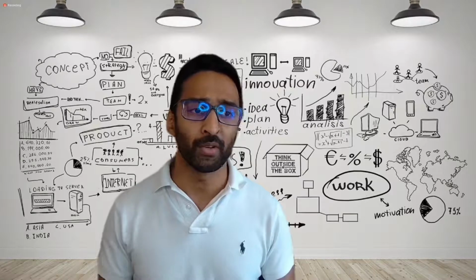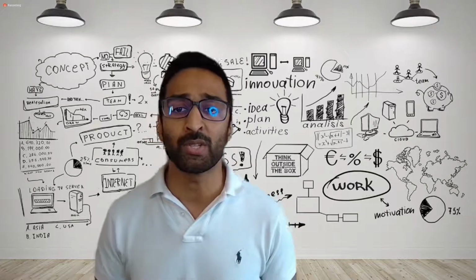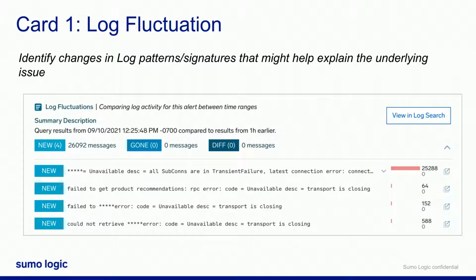Right? The first card is called log fluctuation. It identifies changes in log patterns that might help explain the underlying issue. Right? It will, for example, find patterns like error, exception, timeout, etc. Right? Here, for example, this card is telling us that there are some failures happening trying to get product recommendations. And these failures all started happening after the alert. We have 64 log messages that contained this product recommendation error after the alert happened compared to 0 before the alert.